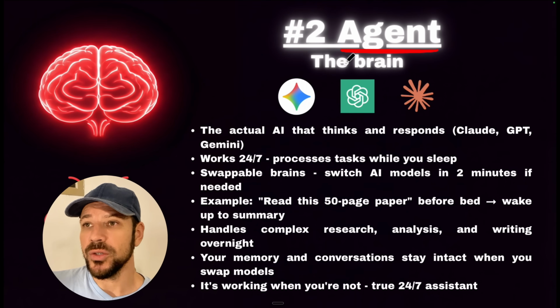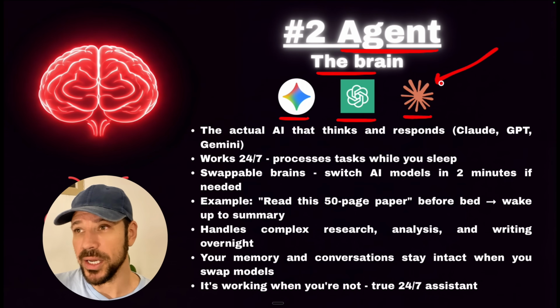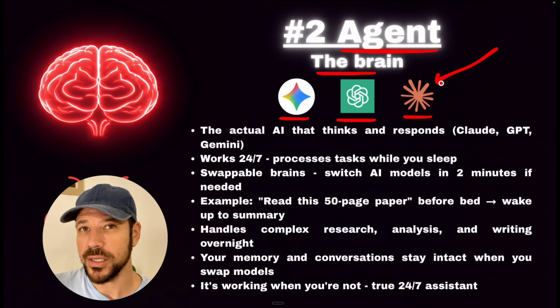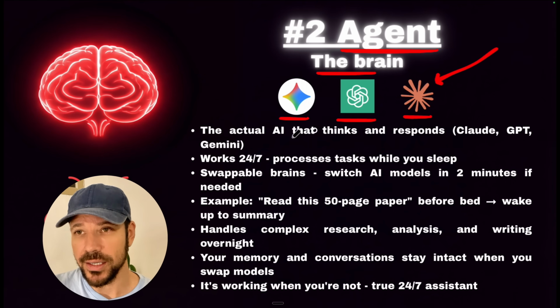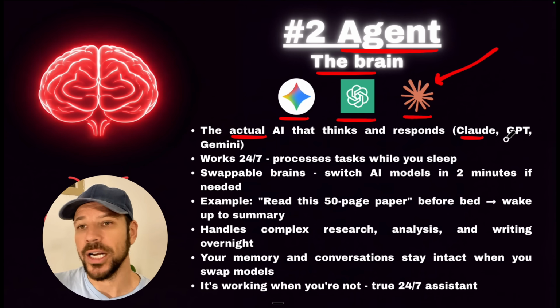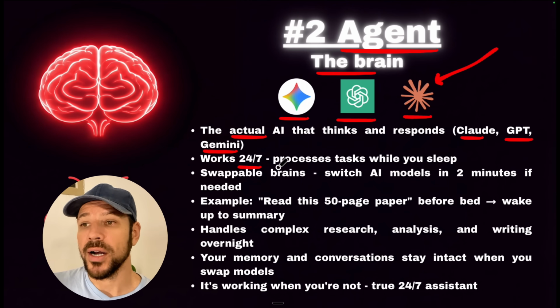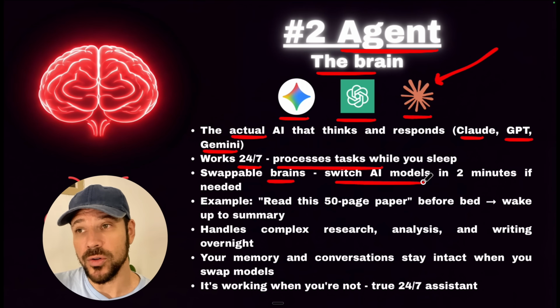Number 2 is the agent, which is the brain. This lives in Gemini, ChatGPT, or Claude. And I always recommend Claude, not to be confused with ClawdBot, because this is, in my opinion, the smartest LLM in the world, and it has the greatest personality. So this is the actual AI that thinks and responds. Again, Claude, ChatGPT, Gemini, and other LLM models. This works 24/7, processes tasks while you sleep. Swappable brains, which means that you can switch AI models from Chat to Claude to Gemini in 2 minutes if needed. Here's an example of what we can do with this.